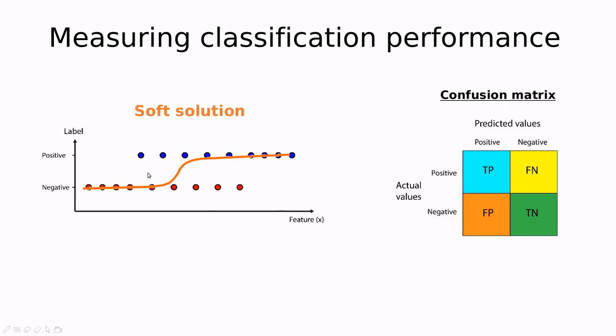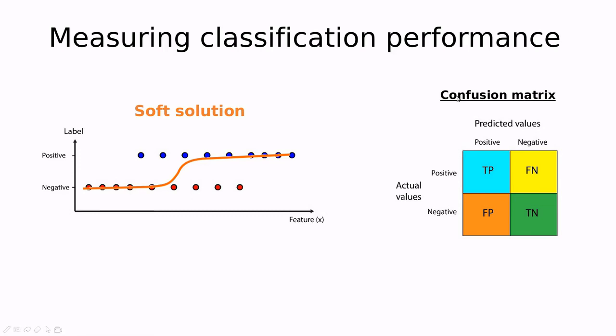Let's take an example. So imagine that we have a soft classifier like this, in which we are not dividing the world in above or below a threshold, but basically we're saying that we have a smooth line that gives us the probability of being positive or being negative. Here the probability is almost zero for being positive, and here the probability is almost one of being positive, and somewhere in the middle is more or less fuzzy.